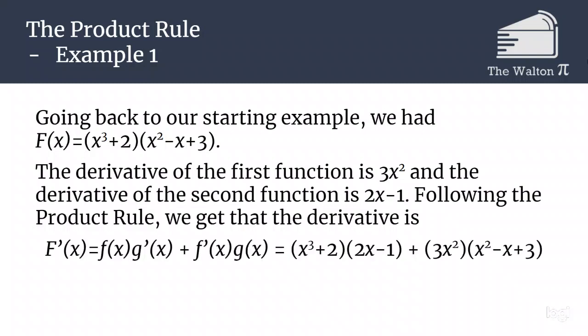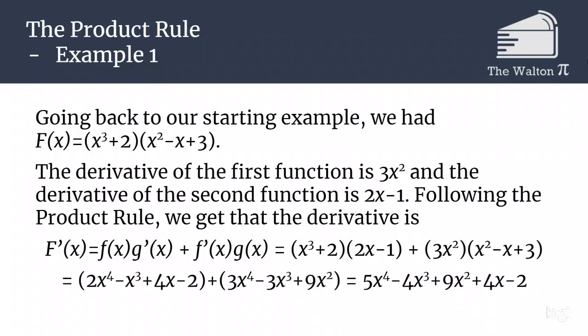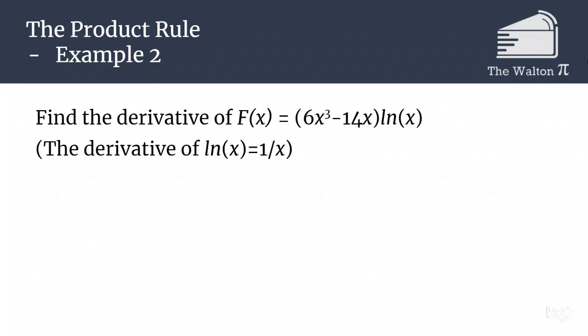So following the product rule, we can figure out what the derivative is. So first times the derivative of the second plus the derivative of the first times the second. That's going to give us x cubed plus 2 times 2x minus 1 plus 3x squared times x squared minus x plus 3, which eventually, once we expand and simplify everything, gives us 5x to the fourth minus 4x cubed plus 9x squared plus 4x minus 2, which is the same thing that we got when we expanded first and then took the derivative. Let's try a second example.